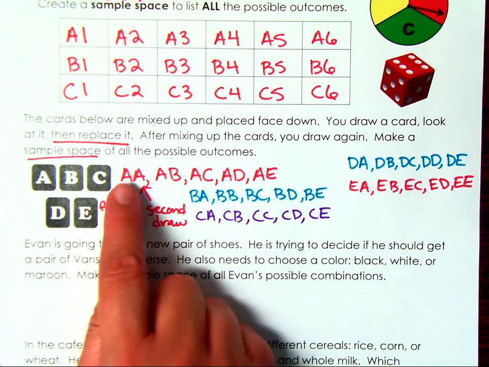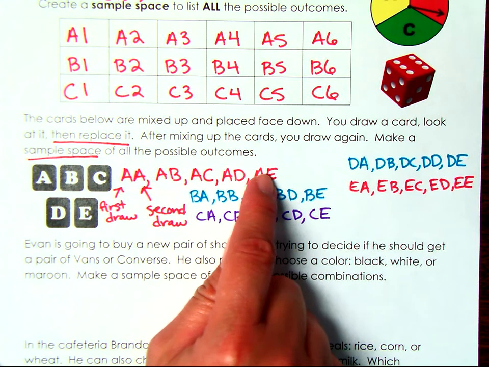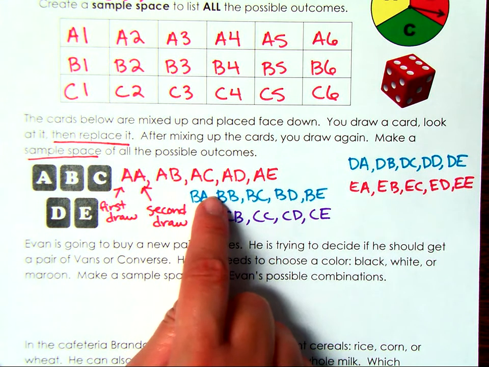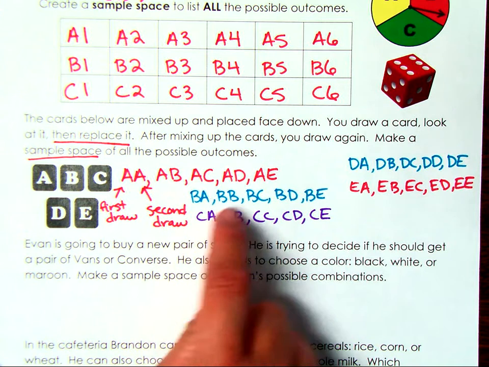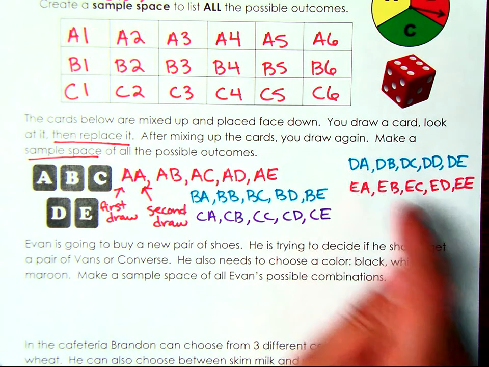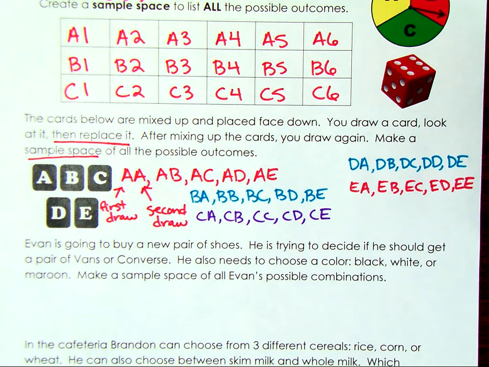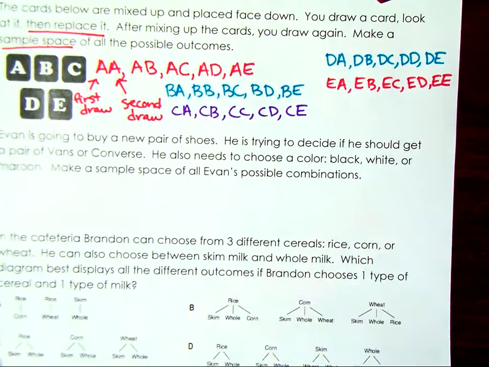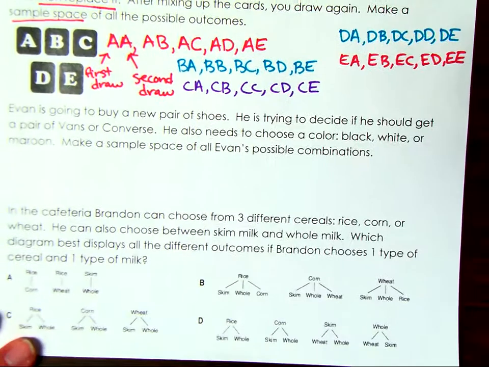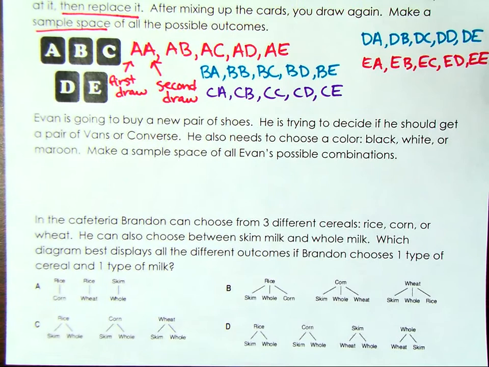So if we count that up, 1, 2, 3, 4, 5 different ones for A, 5 different ones for B, so 5, 10, 15, 20, 25 different combinations in this one. Okay, so we're just practicing looking at those sample spaces to see these compound events, which is 2 or more events happening. So let's keep going. I have 2 more examples together, and then we have some independent practice for you.